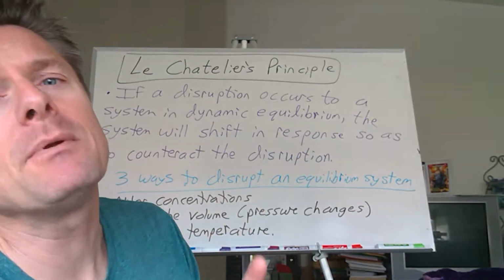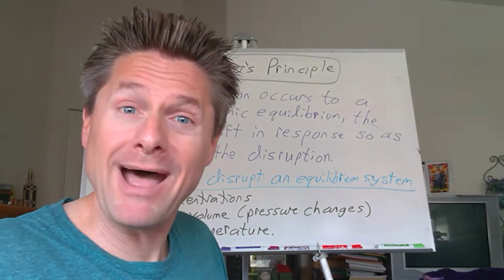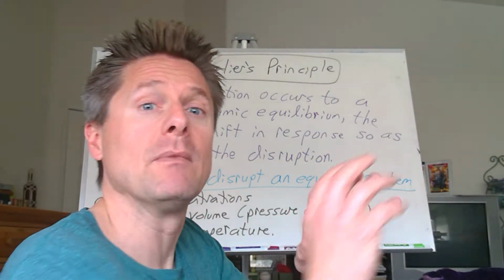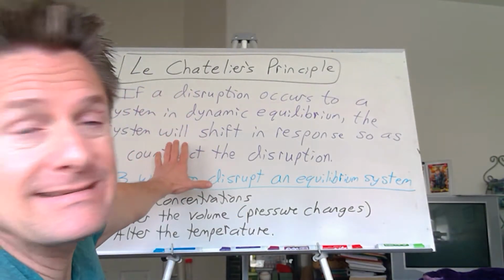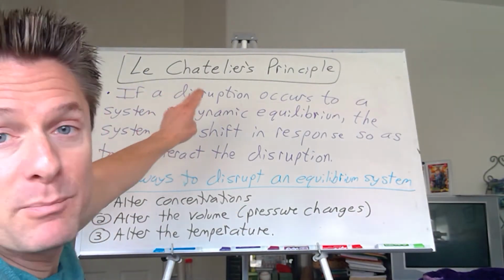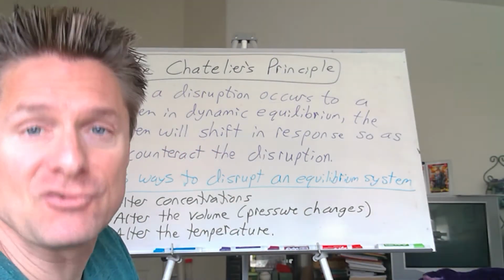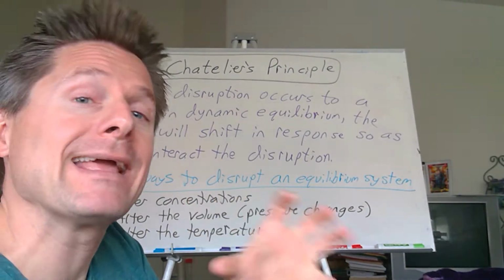But that equilibrium system is going to respond to that disturbance, right? And it's going to respond to counteract that disturbance. So if I push the equilibrium system this way, it's going to want to shift back to where it was originally. So any dynamic equilibrium system that's been disrupted will shift in response to that disruption or disturbance by counteracting it. It's going to try to counteract it.